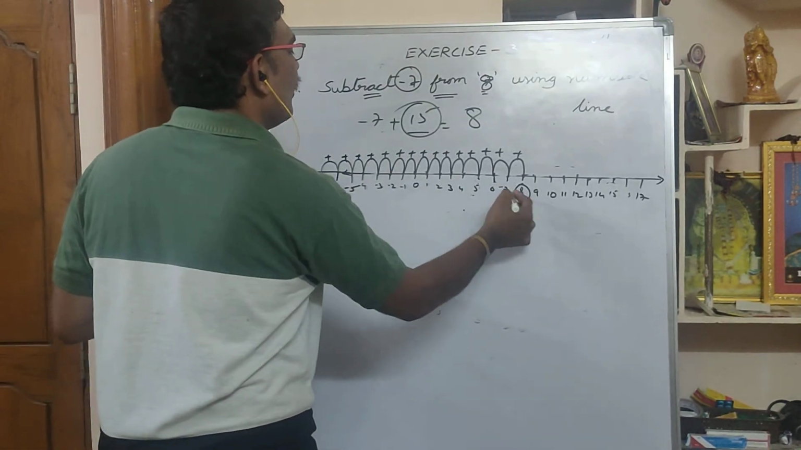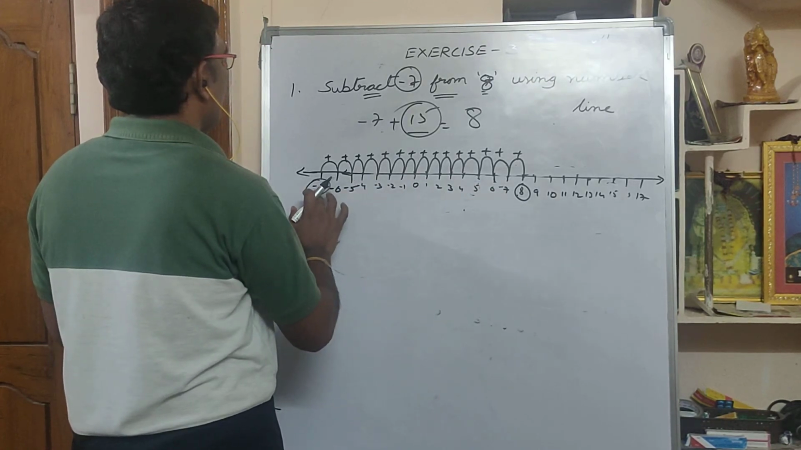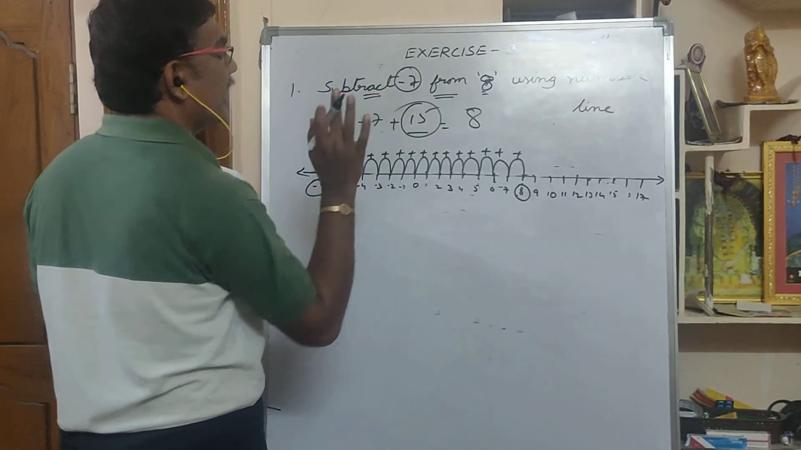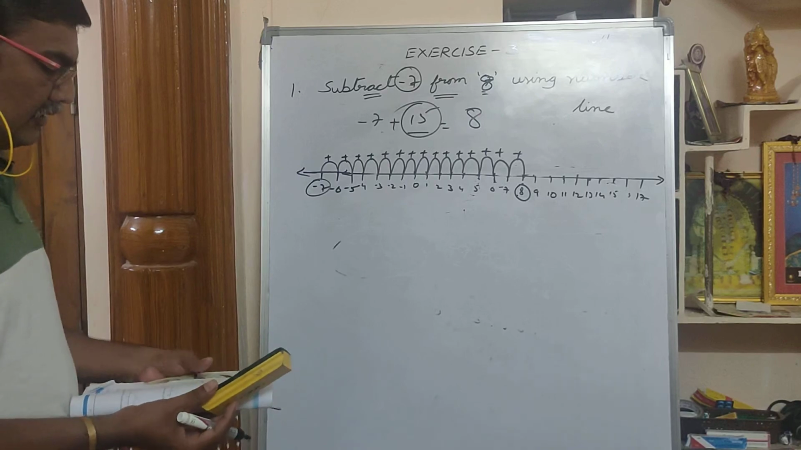Here we are not seeing the down numbers. Minus 7 you kept it, you have to get 8. So up from minus 7 to 8, how many you are adding, you write that number. Okay. So in any method you can do it.